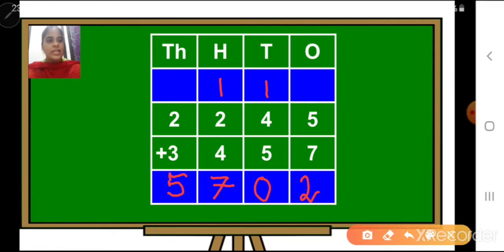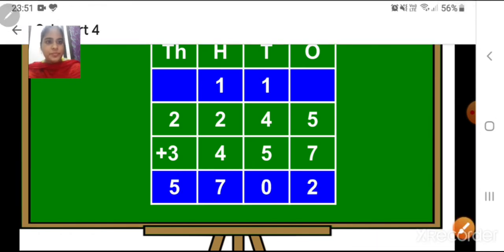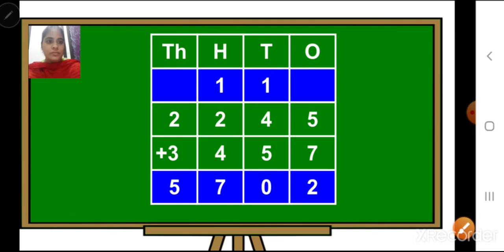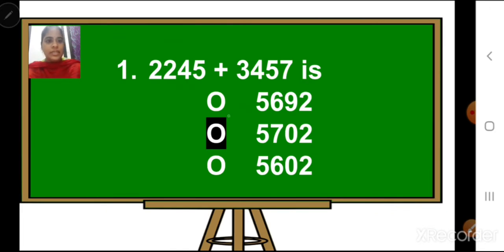Okay children, like this you are going to solve it in your rough paper or book. Children, now this answer that you have got, you have to check where it is in your options, and then click on the correct option. The answer is 5702.